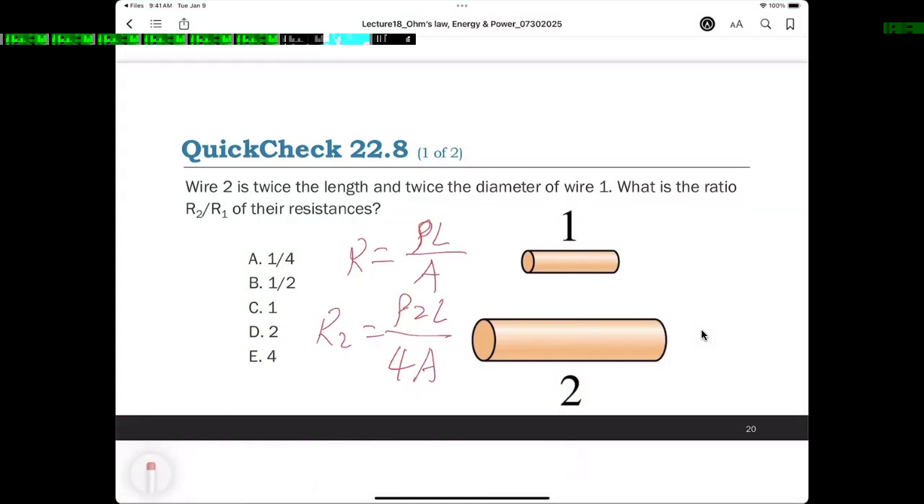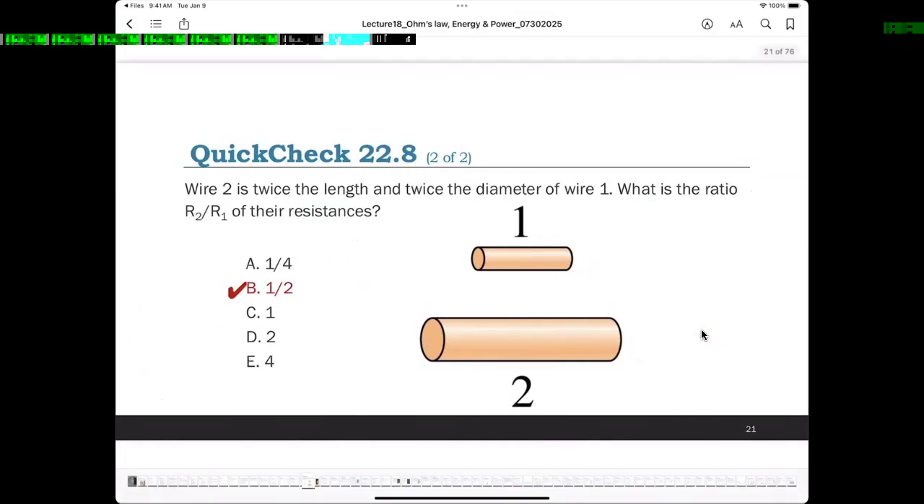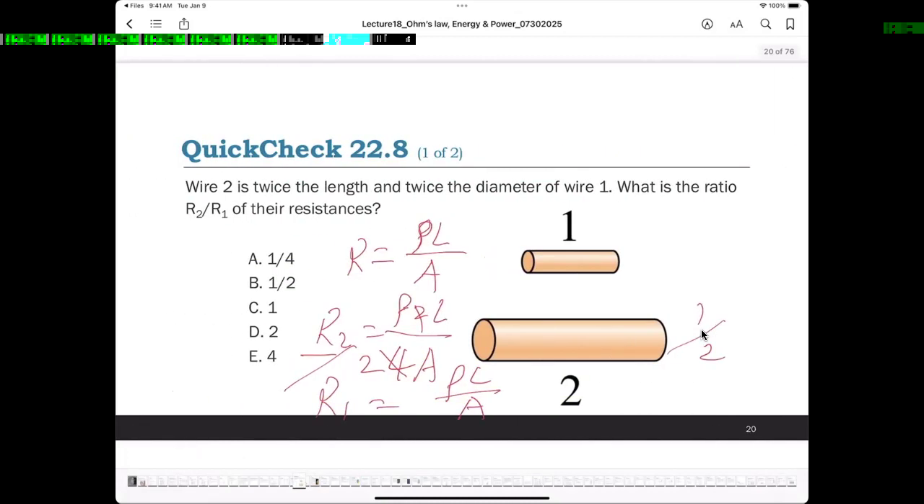This is R2, and this is R1, equal to ρL over A, and this has 2L. When you divide those two, it is 1 divided by 2, it is half. So the answer should be B. That makes sense to you? You just use these equations to calculate it.